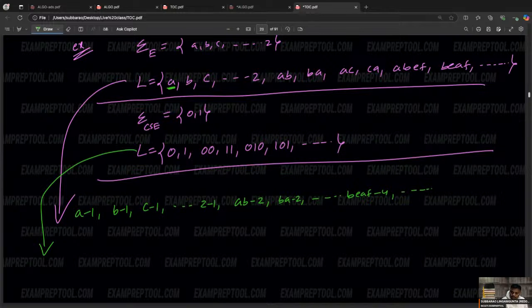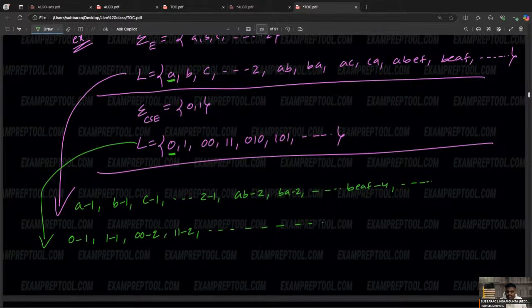Now if you observe clearly, let's go to L. If you see this language, every string has some length, right? The string 0 has length 1, string 1 has length 1, double 0 has length 2, double 1 has length 2, and so on. Like that, all are fine.